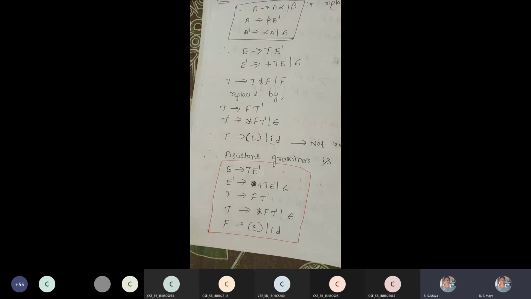Eighth one. Take it down. R derives AB. Capital A derives capital A, capital R.